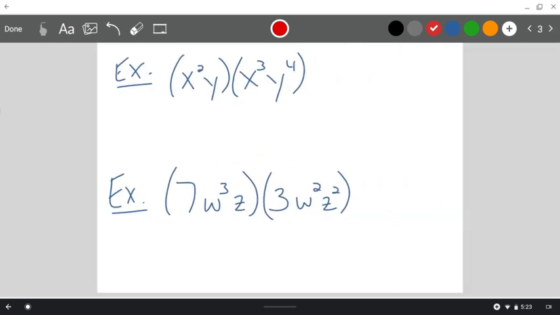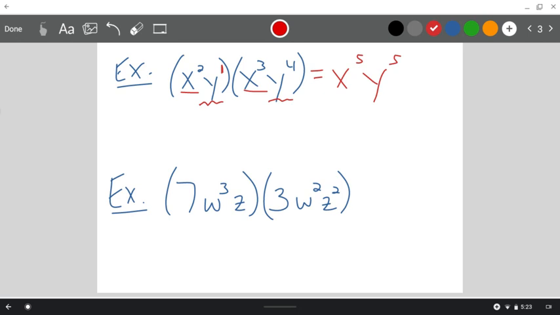If you have more than one variable, that's okay. Just the ones that are the same base, you'll add those exponents. So I have an x squared with an x cubed. I add those exponents, and that would be x to the 5th. And then y and y to the 4th. You don't see an exponent on that first y. Remember, there's an invisible 1 there. So it would be y to the 5th when you add the exponents.